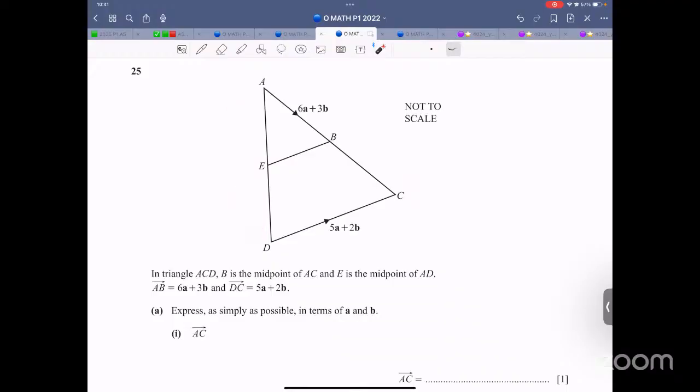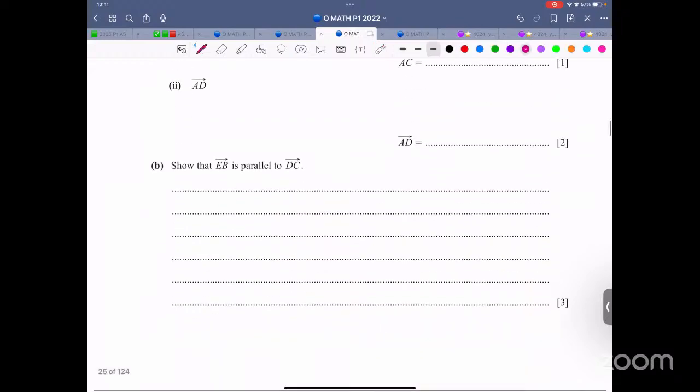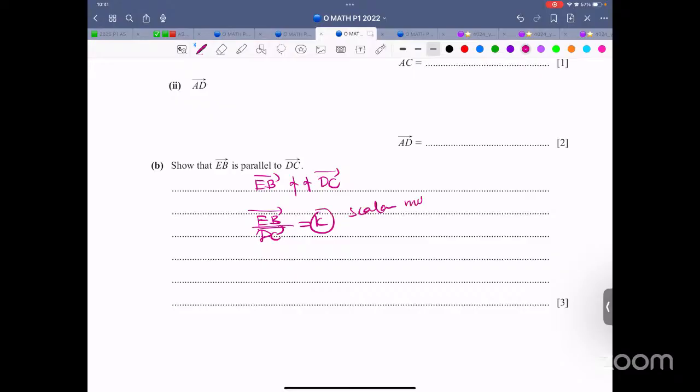So that means if I have this whole thing, I can find this thing and then do the half, taking care of the plus minus sign. Show that EB is parallel to DC. So that's the concept of scalar multiple. Remember these words: if EB is parallel to DC, then EB divided by DC should be a constant. This constant is called the scalar multiple.